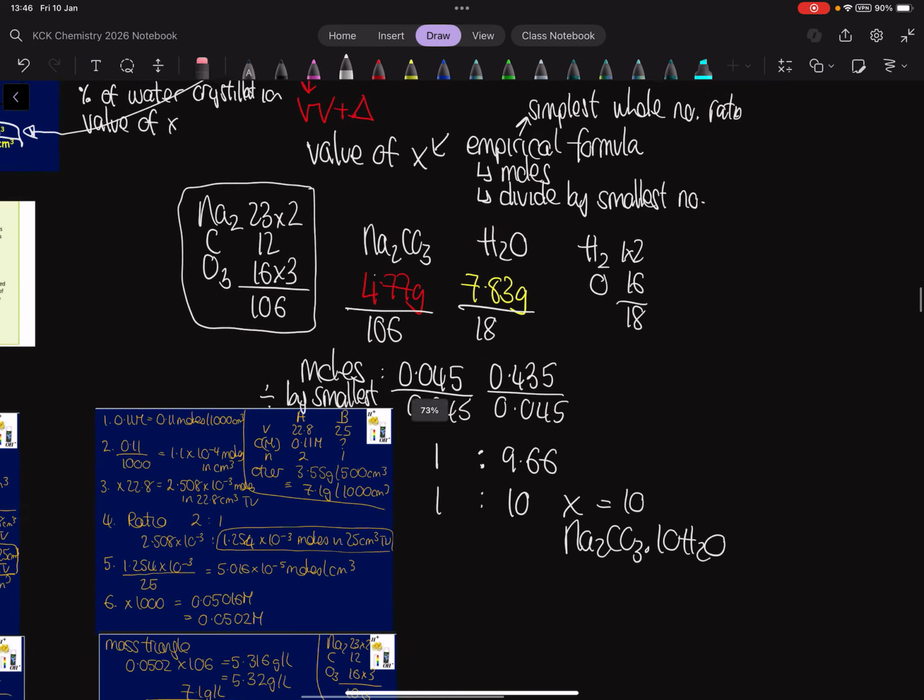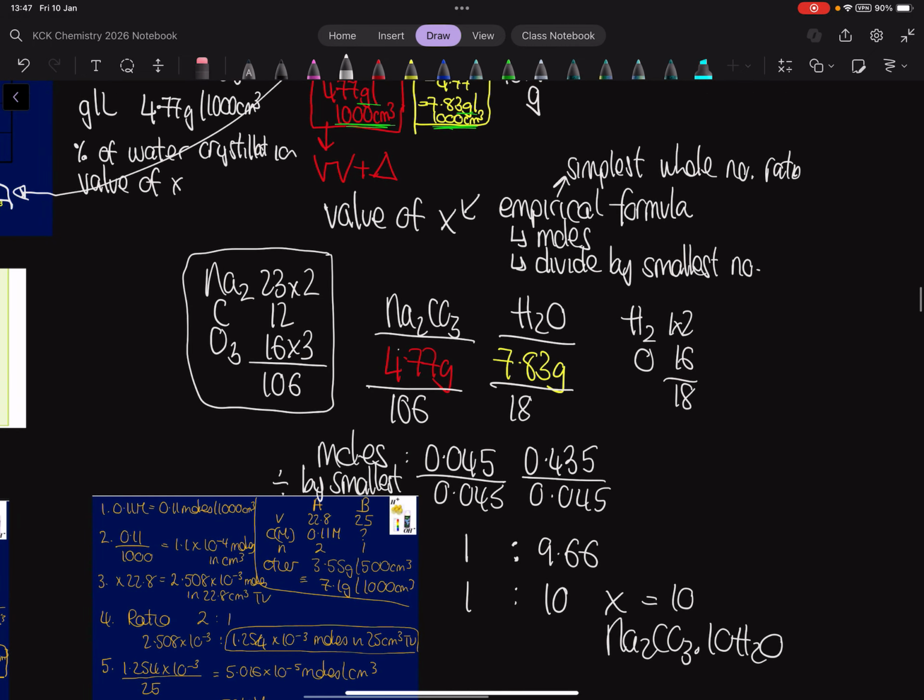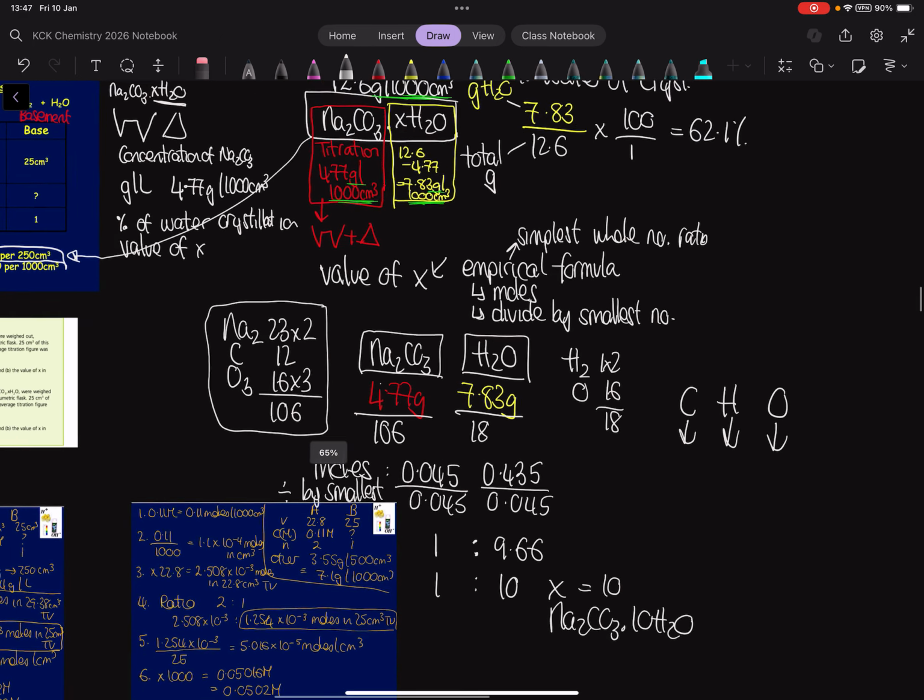It's the exact same as when we did empirical formula the first time around in our introduction to stoichiometry, except we were doing it with elements. So we'd have a C, an H, and an O value. Now we are doing it with compounds, but the steps have not changed. Enjoy.